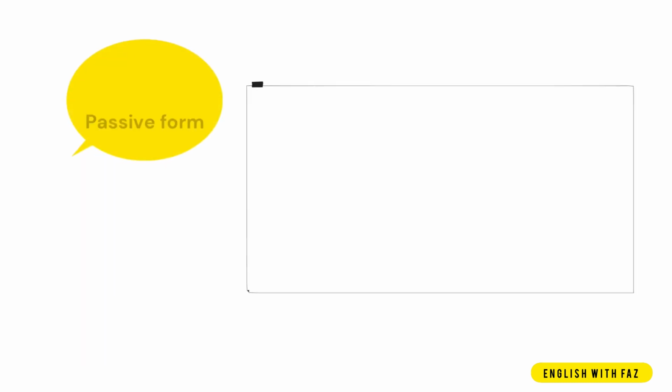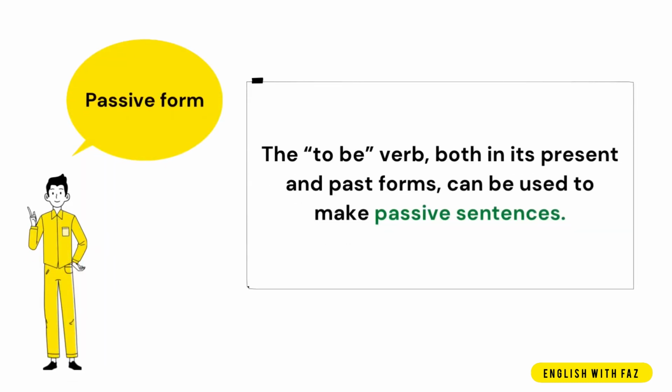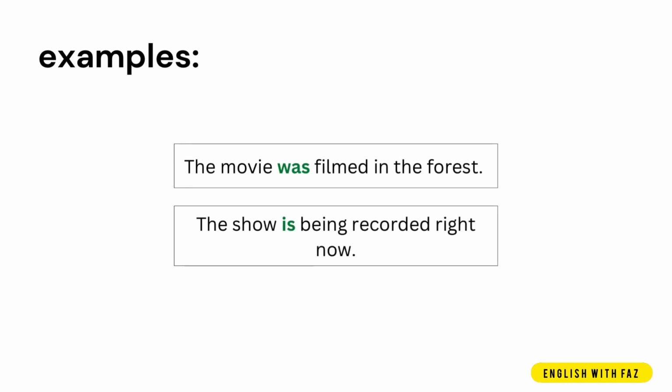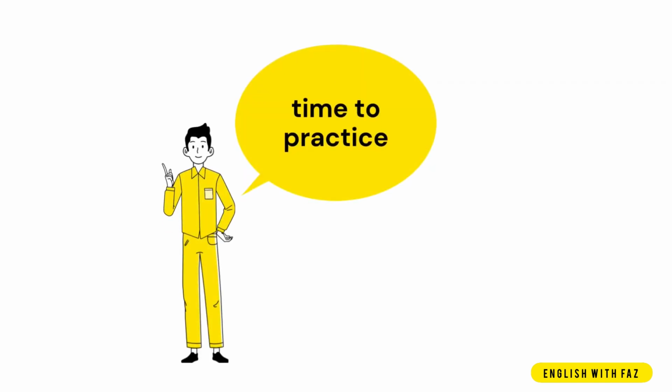And the last form is the passive form. The to be verb, both in its present and past forms, can be used to make passive sentences. Let's see some examples. The movie was filmed in the forest. The show is being recorded right now. Now, time to practice.